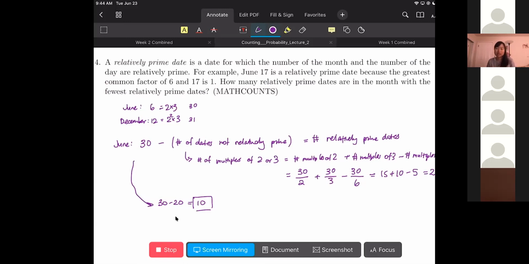So that's the answer. I won't go into all of the other months, but if you're not convinced, maybe go through and see how many relatively prime dates there are in the other months. Any questions on this one?